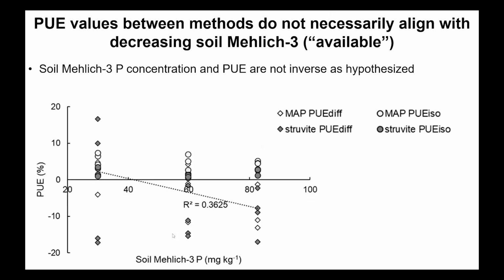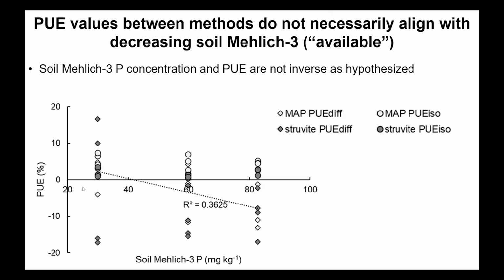We also asked whether Melich 3P could be a proxy of PUE. And this is shown here depending on the symbol and by the fertilizer, the method of determination, and then the source. And the short answer was that these are not inverse as hypothesized. So it's not the case that as we have more phosphorus in the system, available, if you will, that there's a greater discrepancy. So we did reject that hypothesis.